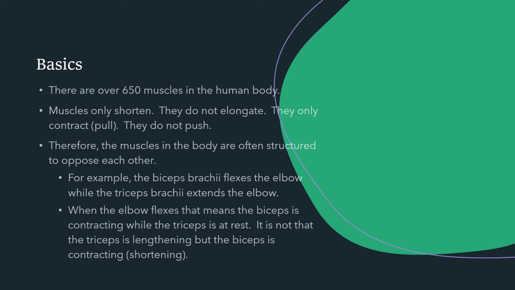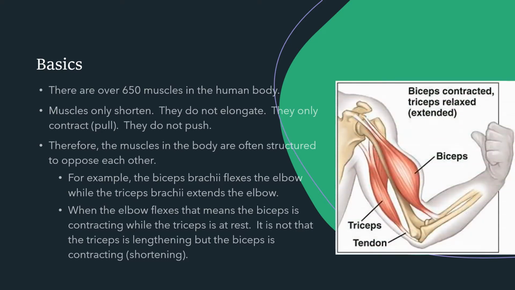Therefore, the muscles in the body are often structured to oppose each other. For example, the biceps brachii flexes the elbow while the triceps brachii extends the elbow. So you've got your biceps contracting here and your triceps relaxed here. While the elbow flexes, the biceps is contracting while the triceps is at rest. It is not that the triceps is lengthening, but that the biceps is contracting or shortening.